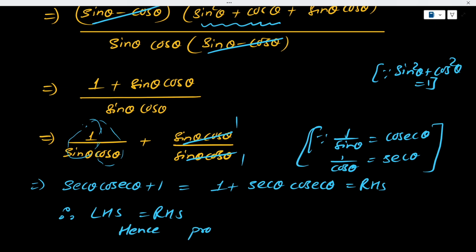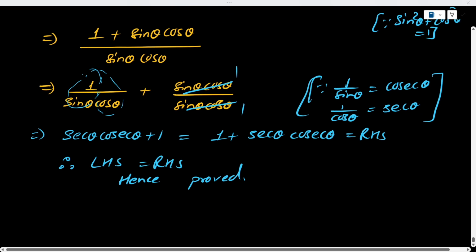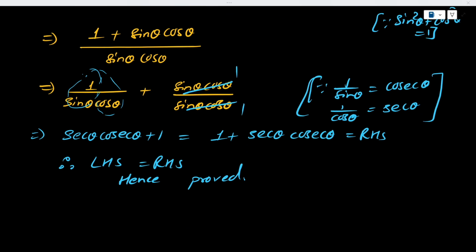So keep practicing these kinds of questions. If you are not able to do it, just convert everything into sine and cos. If there is a tan and sec together, you will use the identity. If there is cot and cosec together, you will use the other identity.